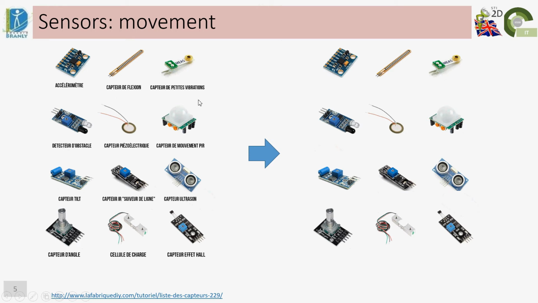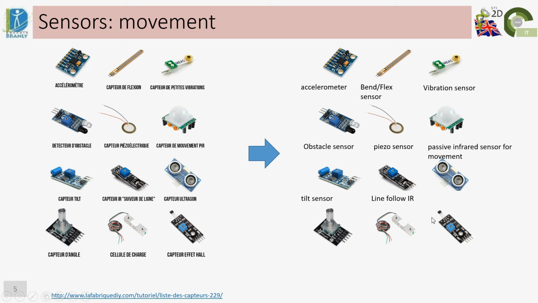Sensor for movement. You can measure also movement with accelerometer, bend or flex sensor, so that's a capteur de flexion pour les déformations mécaniques. A vibration sensor, obstacle sensor, piezo sensor, passive infrared sensor for movement, tilt sensor, line follow infrared, ultrasonic sensor. This one is very useful because it helps you to detect the distance from the sensor to an object. So it can be very useful in your project.